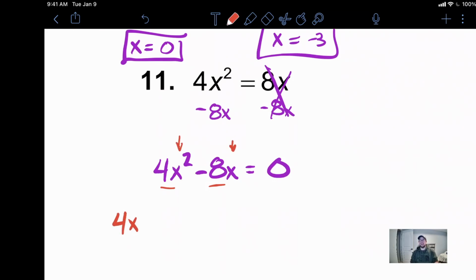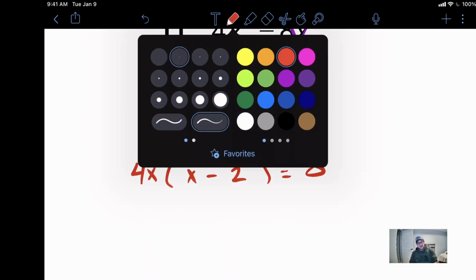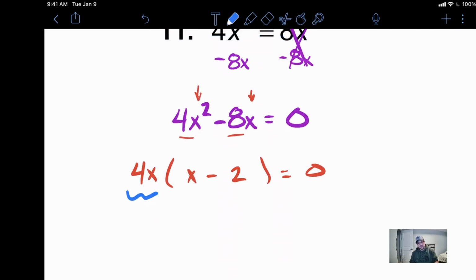We can only take out as many as the one with the fewest. So we're going to be able to pull out 4x. That's going to leave us with 1x here and then a minus 2 over here, equaling 0. Once you get this far, now it's your job to solve. That's what the task is.